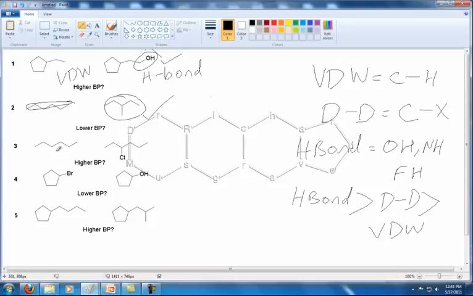Alright, looking at the next one. We've got two different molecules here. This one's all carbons and hydrogens. This one has a C-Cl bond in it, so that one is going to be a dipole-dipole.